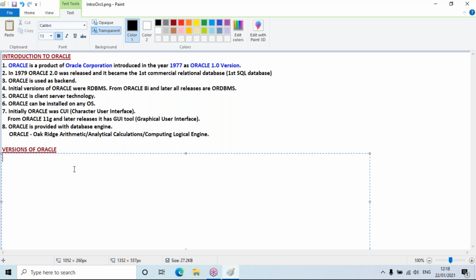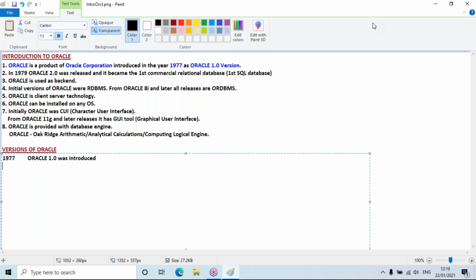So today we are going to learn. First, we'll make a list of all the versions of Oracle, and then we'll proceed with the next topic. First, in 1977, Oracle 1.0 was introduced. But when it was introduced, it did not become that popular. People didn't feel much importance of Oracle in 1977. Then Oracle Corporation immediately started working on that version.